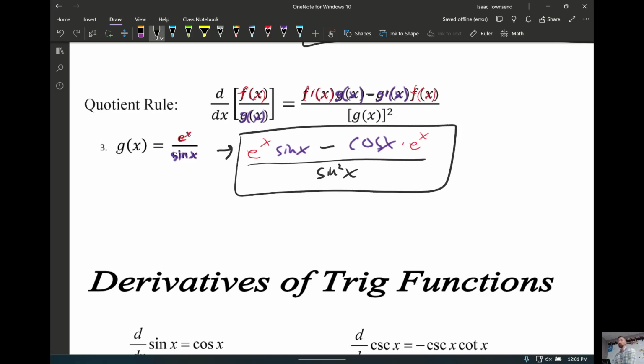So if you memorize things like the derivative of e to the x is e to the x, the derivative of sine is cosine, this isn't really that much harder. It's just that you have to know when to use it. That's when you're taking the derivative of something divided by something, and you have to know this format. You have to know this formula to know how to piece those things together.